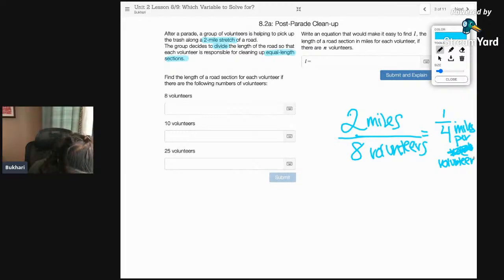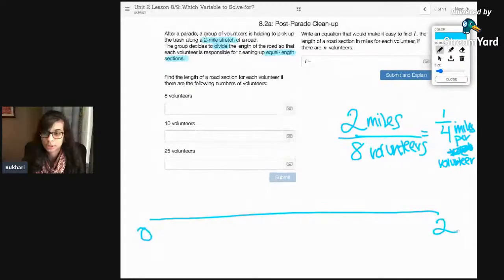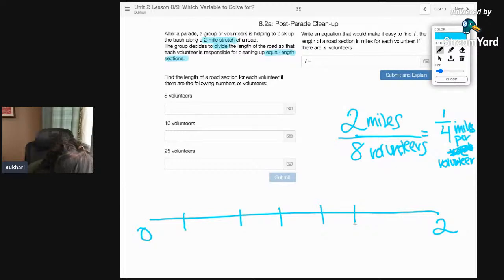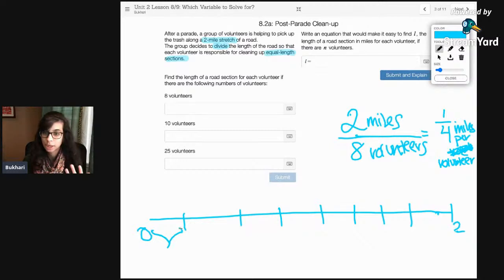And you can see that if you want to create an actual line too, right? Here's our 0 mile, here's our 2 mile. If I divide this up in 8 equal sections, how much does each person get? We have 1 section, 2 section, 3 section, 4 section, 5, 6, 7, and 8. I'll make it a little bit bigger here. So if we have our 8 sections, for every volunteer, 1, 2, 3, 4, 5, 6, 7, 8, how much is each of these sections?